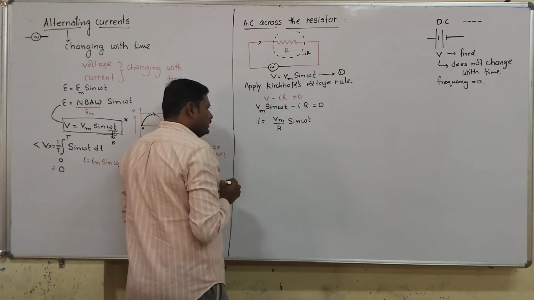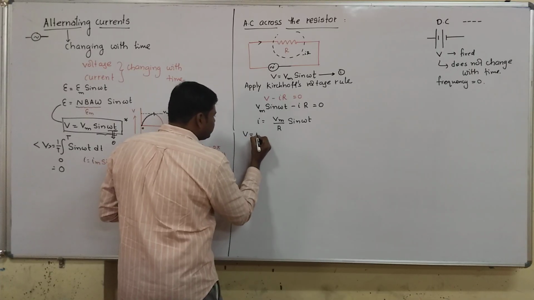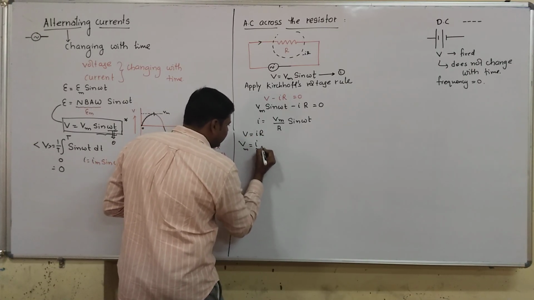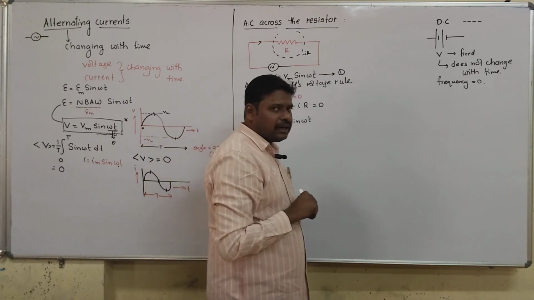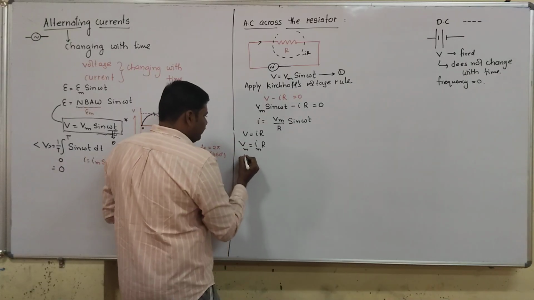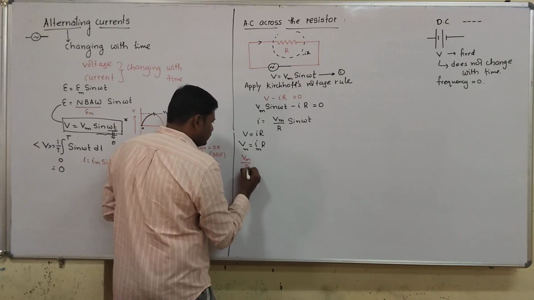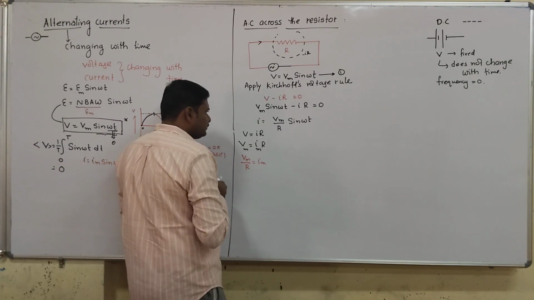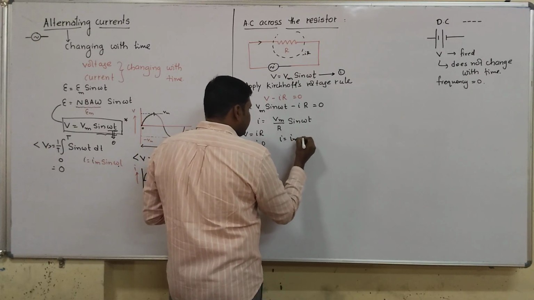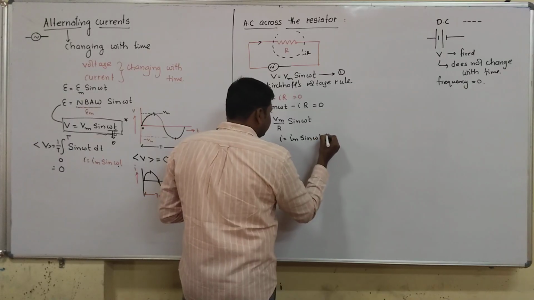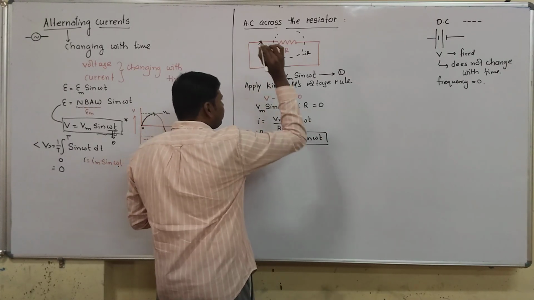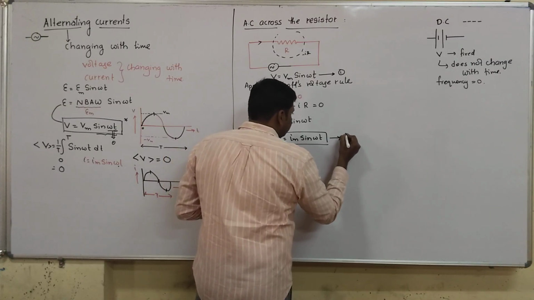And what is the I? According to Ohm's law, V is equal to IR, and for V max you get I max R. Do not write R max, R is fixed. So how do you write it? V max by R is equal to I max. So I is equal to I max sin omega t. So we got this current value as we applied the voltage.